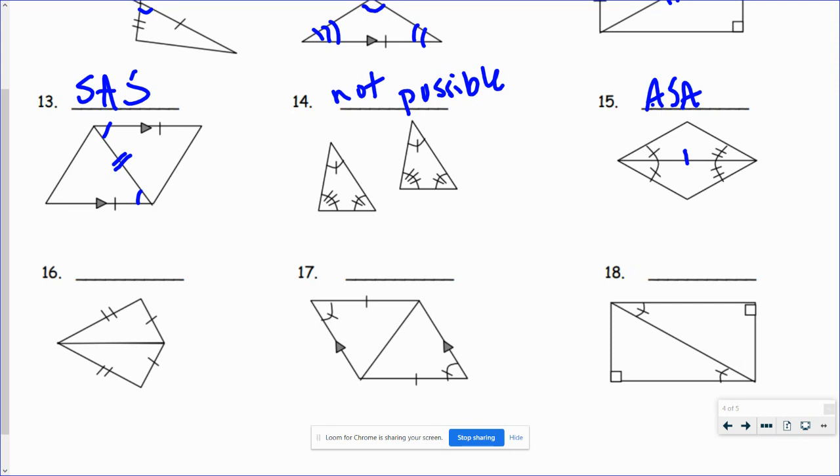16 looks very similar to some we've had before already. We have 2 sides marked congruent, 2 pairs of sides. They share the third side, so it's going to be the same measure in each one. So yes, this is congruent by side, side, side congruence.